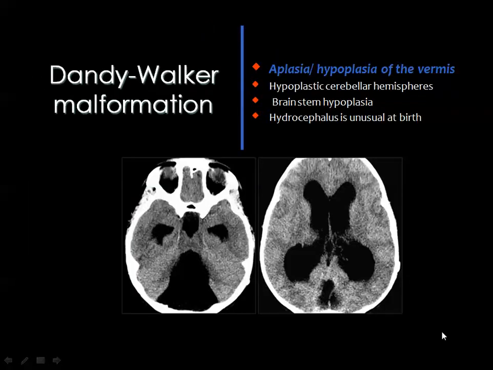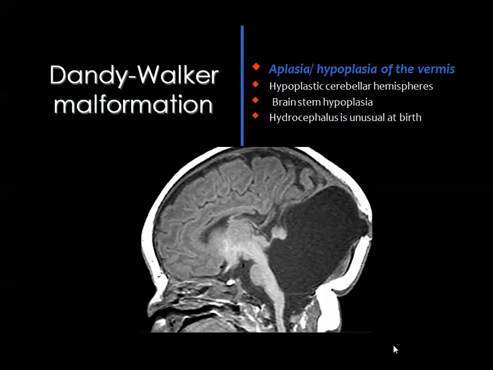Then, in order to diagnose Dandy-Walker malformation, there should be a cyst filled with CSF posterior to the cerebellum, and this cyst is directly communicating with the fourth ventricle via aplasia of the vermis, and the cerebellar hemispheres will be somewhat hypoplastic, and there may be, and this is not an essential feature, there may be hydrocephalus in the supratentorial area.